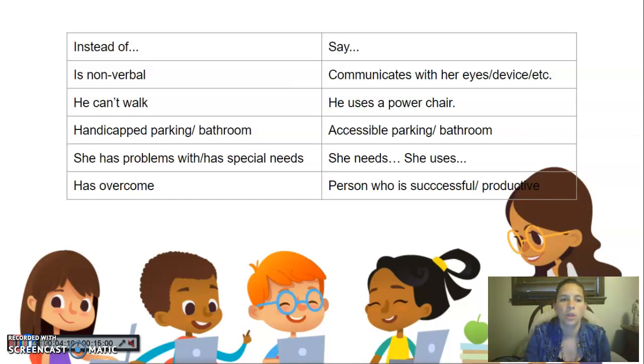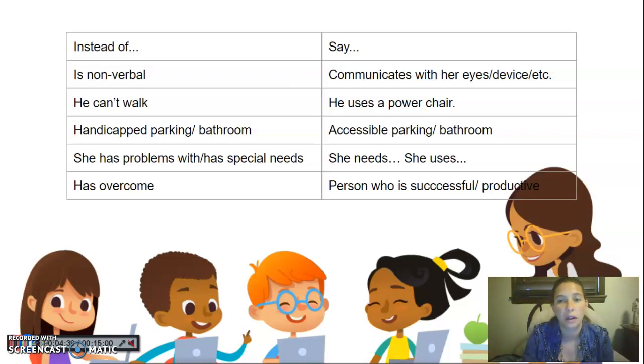Also, we want to make sure that we are not focusing on what they can't do. So instead of he can't walk, we say what they use to help them be able to overcome that disability, such as he uses a power chair. Instead of handicapped parking or a handicapped bathroom, we should talk about an accessible parking or accessible bathroom. And instead of she has problems with or has special needs, we should say she needs or she uses.